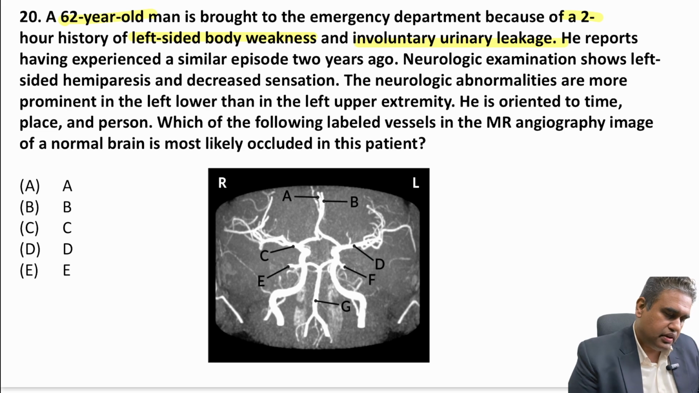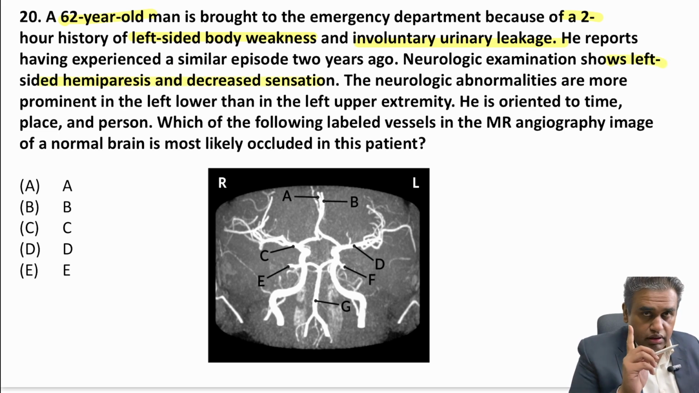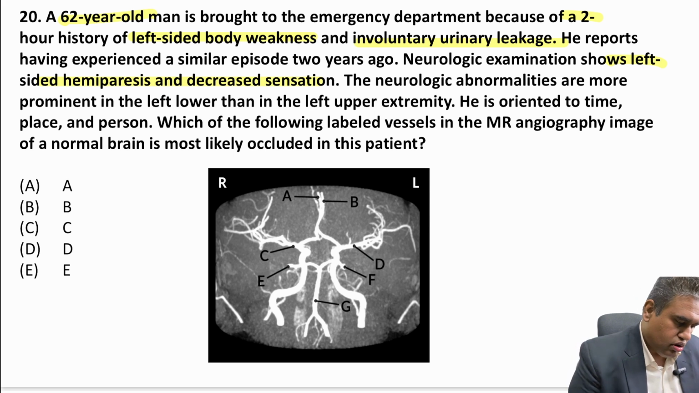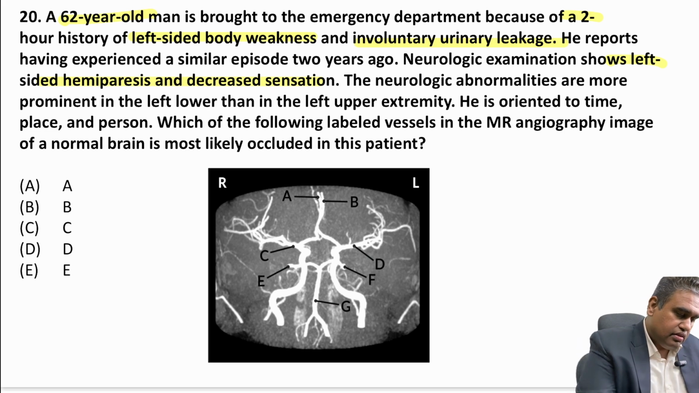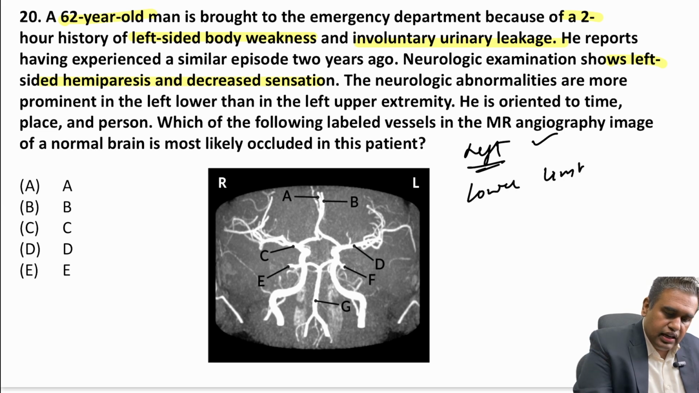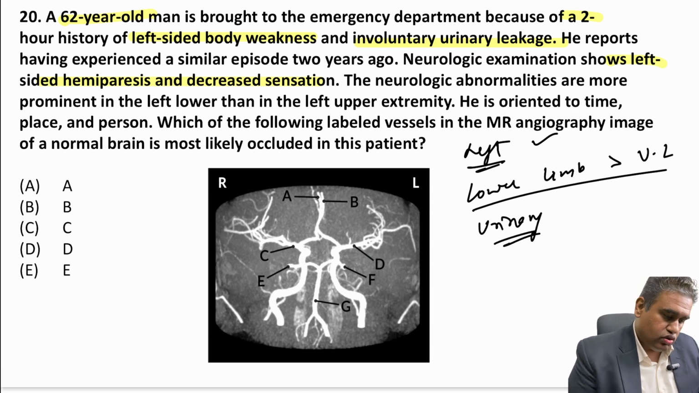He reports having experienced a similar episode 2 years ago. Okay. Neurological examination shows left side hemiparesis and decreased sensation. So again left. So we are dealing with problems in the brain on the right side. The neurological abnormalities are more prominent in the left lower than the left upper extremity. So one thing is involvement of the left side, fine, and the lower limb having more involvement than the upper limb, second point. Okay, there is some problem with the urinary system as well. He is oriented to time and is a pleasant person.